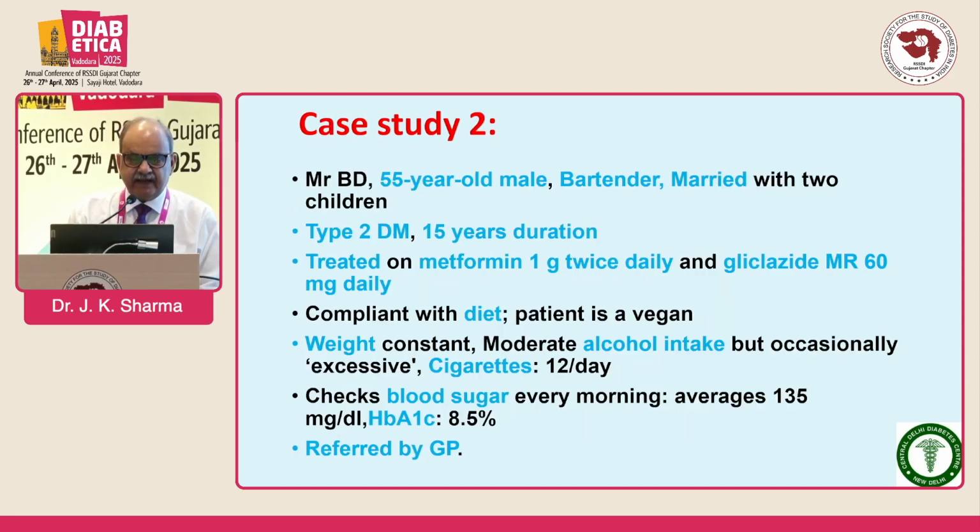Another case, a 55-year-old male bartender, married with 2 children, type 2 diabetes of 15 years duration, treated with metformin 1 gram twice daily, glycoside MR 60 milligram daily, compliant with diet, and the patient is a vegan, weight is constant, moderate alcohol intake but occasionally excessive, cigarettes are 12 sticks per day, checks blood sugar every morning, average is 135, but the HbA1c is 8.5, it means the blood sugar level is not under control, and he has been referred by a GP.